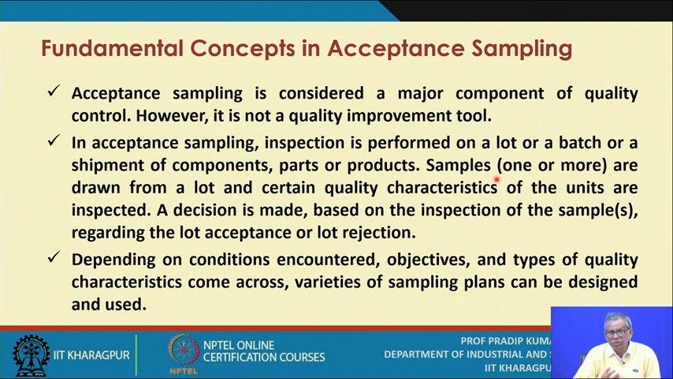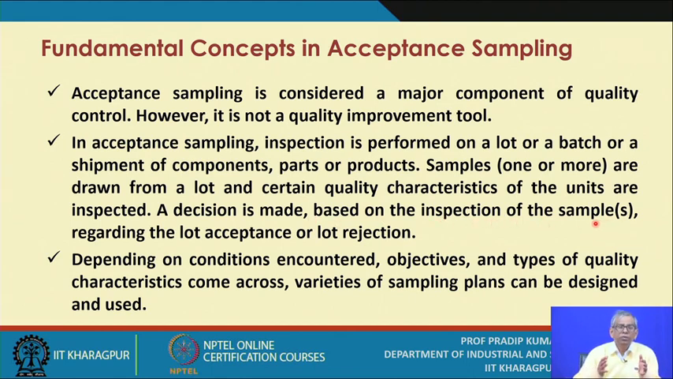So a sample is drawn, either one sample or in certain cases more than one sample you need to draw from the lot or the batch. The samples are drawn from a lot and certain quality characteristics of the units are inspected. That's basically the inspection activity. A decision is made based on the inspection of the samples.